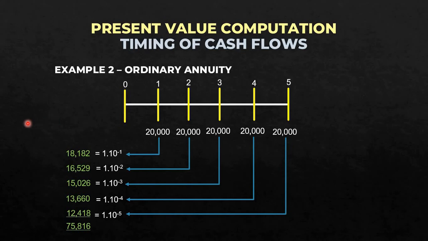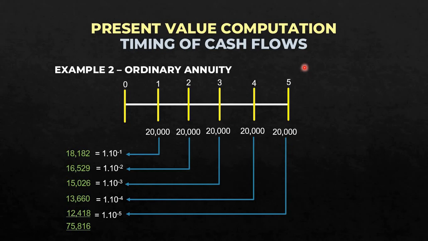Kung titingnan ninyo yung ginawa nating procedure, parehas na parehas siya dun sa ginawa nating procedure kanina sa example number 1. Yun nga lang, mas tedious siya rito kasi limang beses nating inulit yung procedure kasi meron tayong limang future cash flows. Pero since ang ating pattern ng cash flows is ordinary annuity, pwede tayong gumamit ng formula para mas mabilis nating makompute yung 75,816. Again, this is only applicable for ordinary annuity. Ang requirement nito is dapat yung series of future payments are all equal at yung interval ng compounding period are also equal.